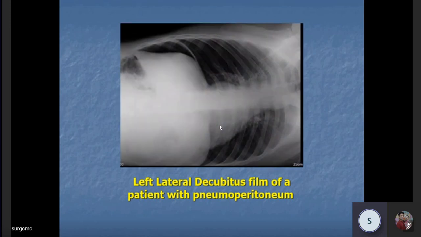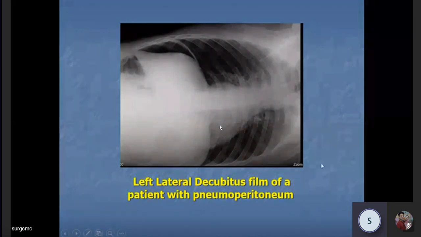Now this is the picture I am showing you. It's a left lateral decubitus film. You can see this is the heart, this is the liver, this is the cardiac apex, and this is the diaphragm. And you can see this black thing, it is free air within the peritoneal cavity. So it is a left lateral decubitus film in a patient who had free gas in the peritoneal cavity.